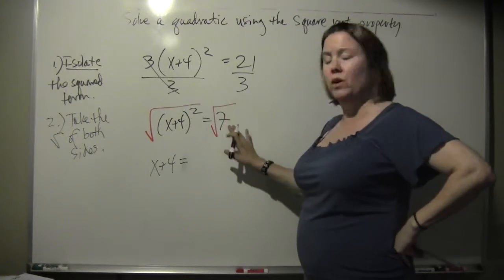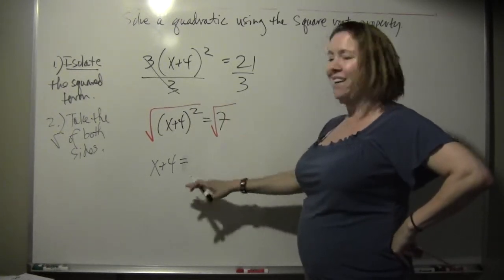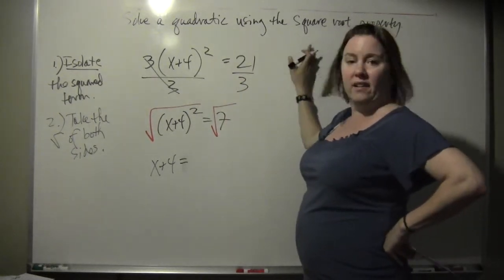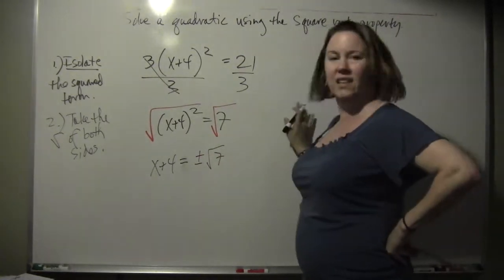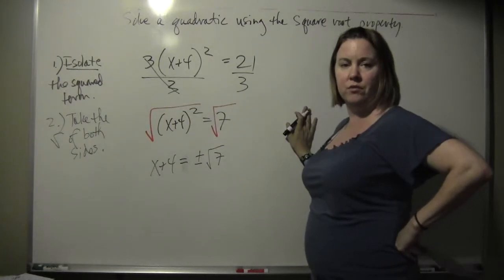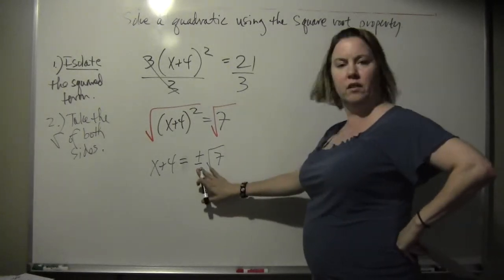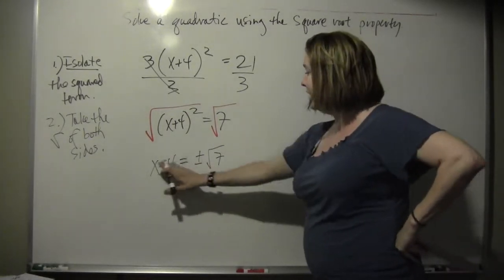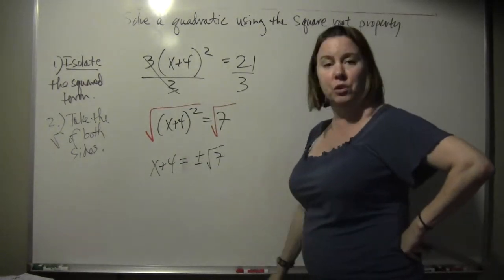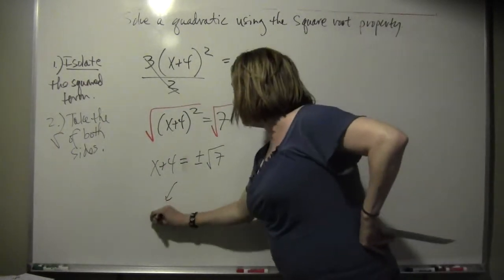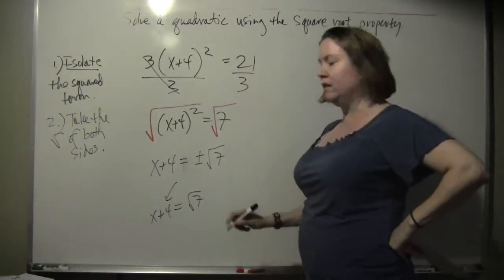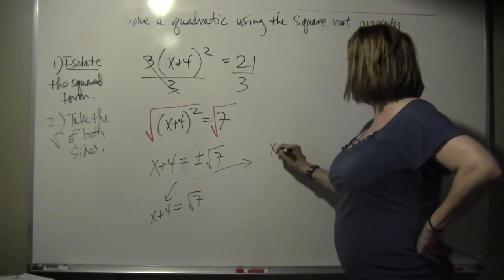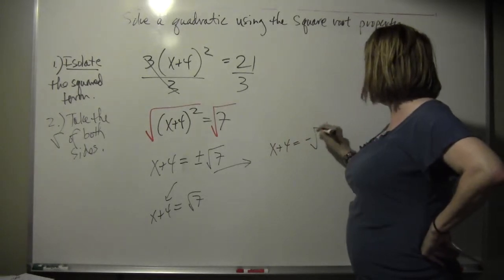And remember, when you take the square root in these quadratics, you want both the plus and the minus, the positive and the negative roots. Okay, so don't forget to bring that down. And what that does is this actually becomes 2 equations. You end up getting x plus 4 equals a positive square root of 7, and you get x plus 4 equals a negative square root of 7.